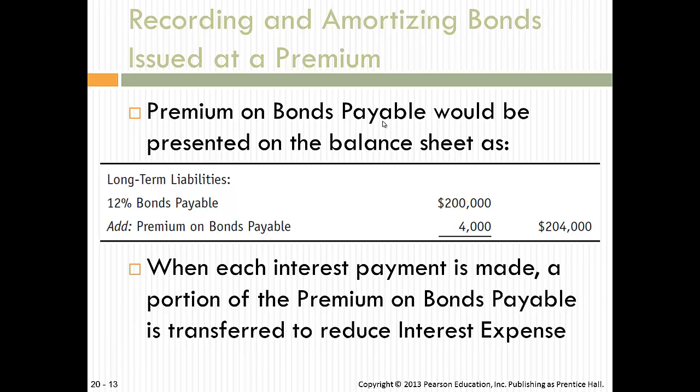Now we're going to amortize the premium, which will reduce the premium on bonds payable account over time to zero. And eventually the face value of the bonds will equal the carrying value.